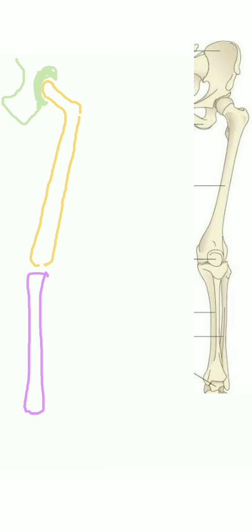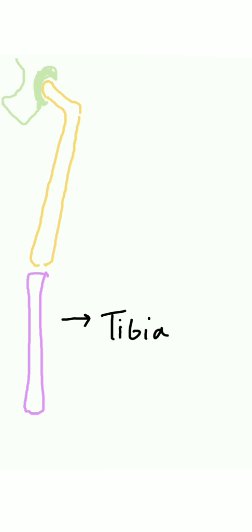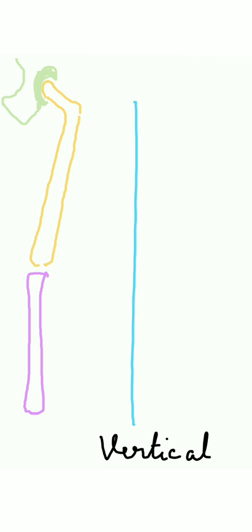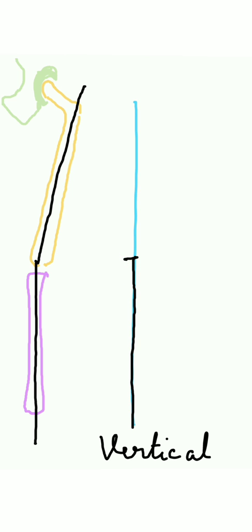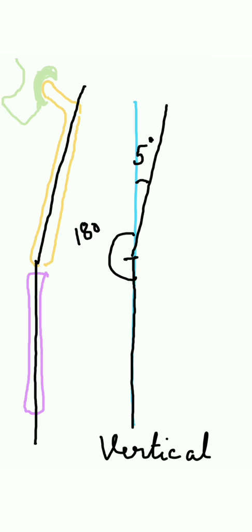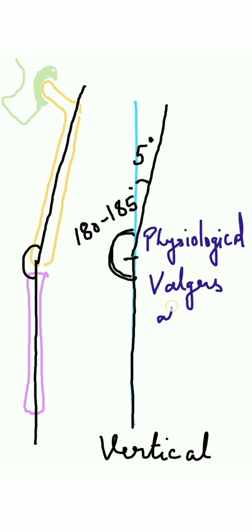This is the left lower limb, the femur in orange, the tibia in purple. This is the vertical reference. The anatomical axis of the tibia is almost vertical, while that of the femur is angled. It is about 5 degrees off the vertical. There is an angle formed medially by the anatomical axis of the bones, that is about 180 to 185 degrees. This is known as physiological valgus at the knee joint.